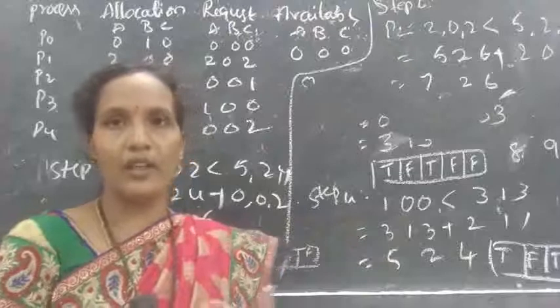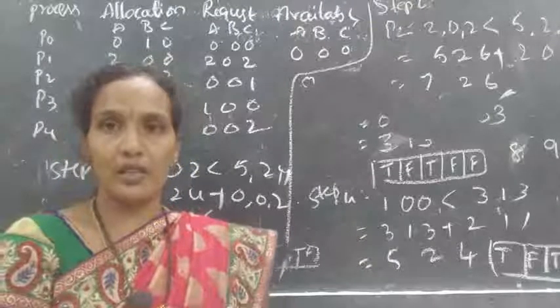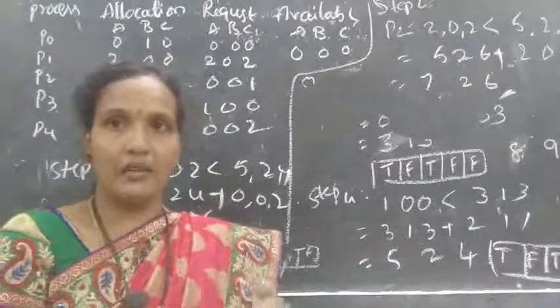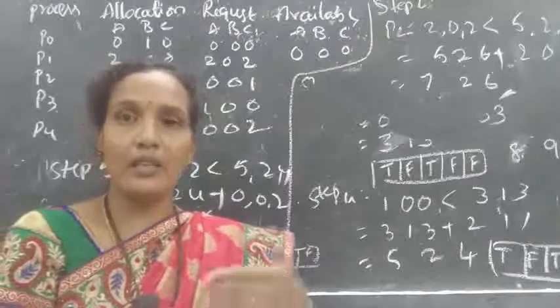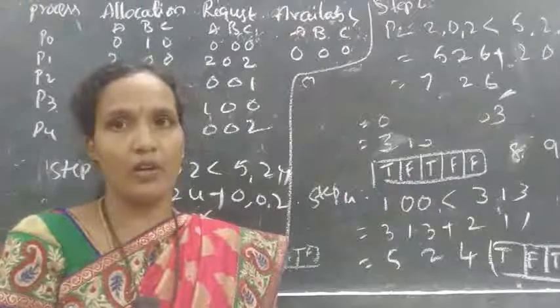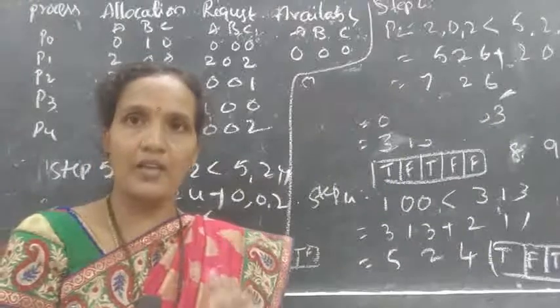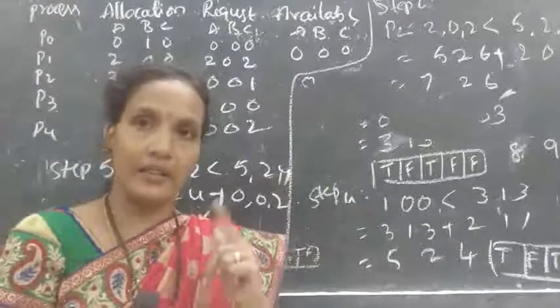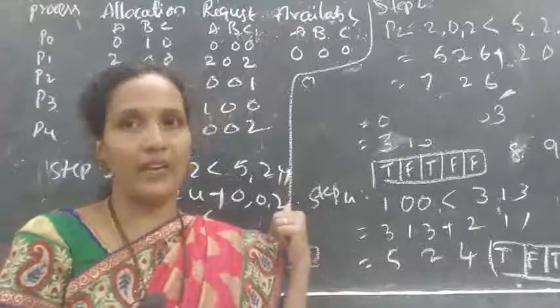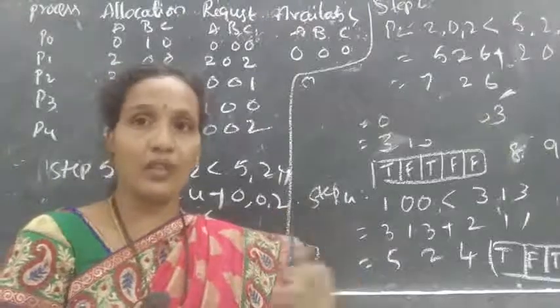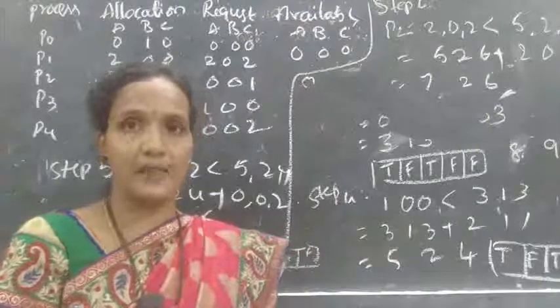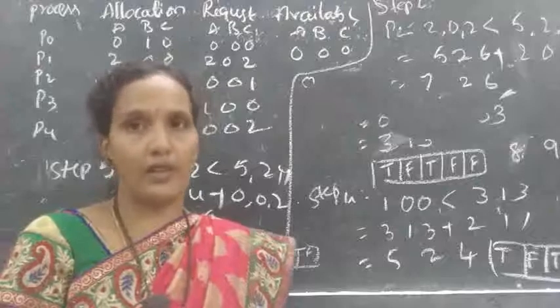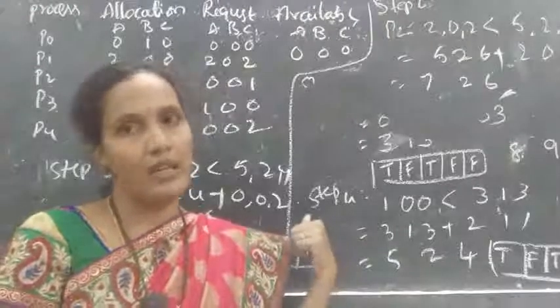Understood? Deadlock detection means you need to find out the resources and the processes which are involved in the deadlock. If the resource type has a single instance, then you can use a wait-for graph to detect the deadlock. But if the resource type has multiple instances, then you can find the deadlock by using this algorithm.